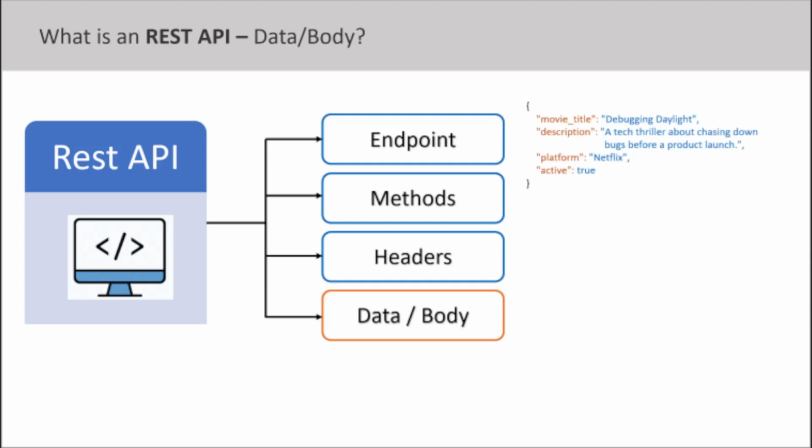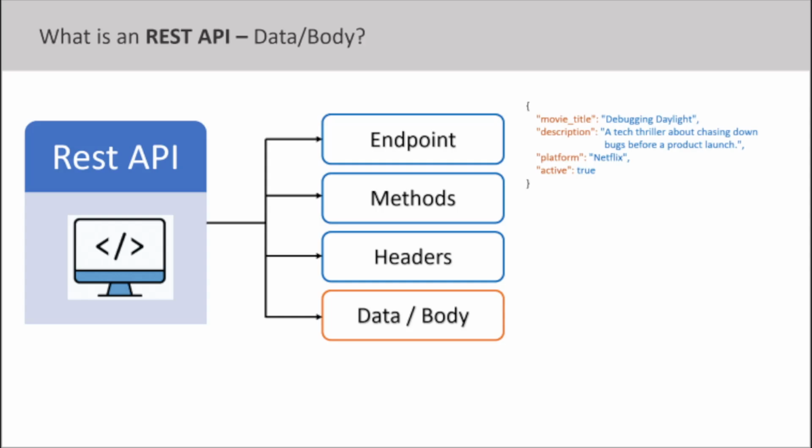If you look at the code, we have the movie title, description, the platform, the active flag. You include this data when you are making a request like POST, that is to create something, meaning to create a new record, or for PUT or PATCH, that is to update an existing record. One thing you should notice is that GET and DELETE requests usually don't have a body. They rely on the URL and headers.